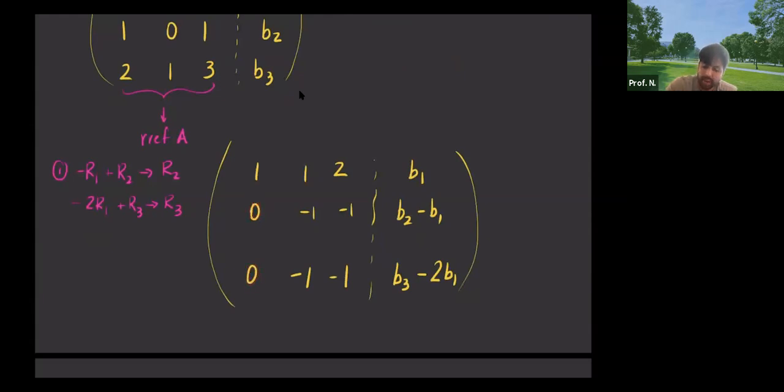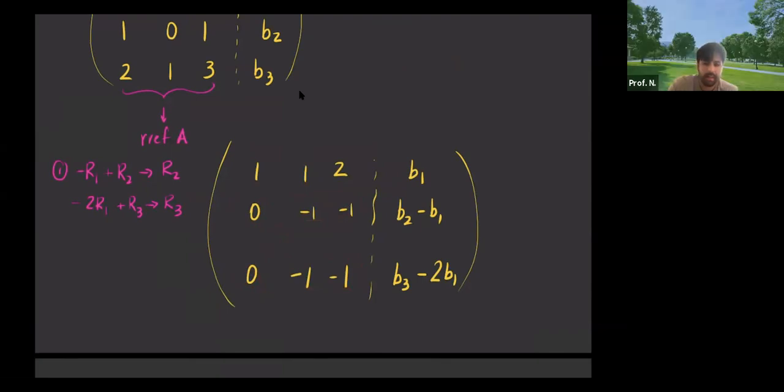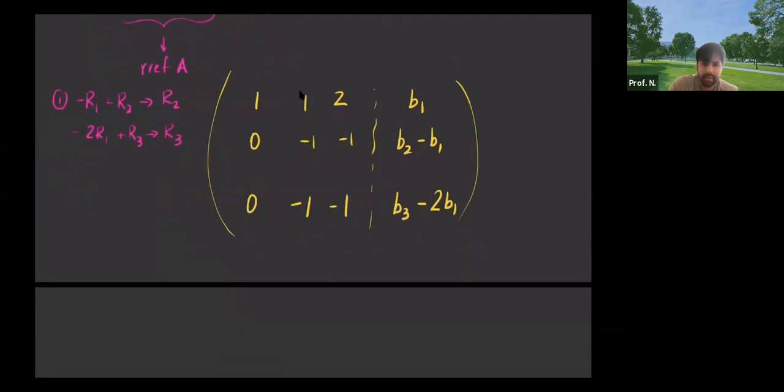And then what do I notice about these last two rows? What do I notice? They're the same, the same two entries here, right? Now, what does that indicate? When I want to get into row reduced echelon form, what's gonna happen?